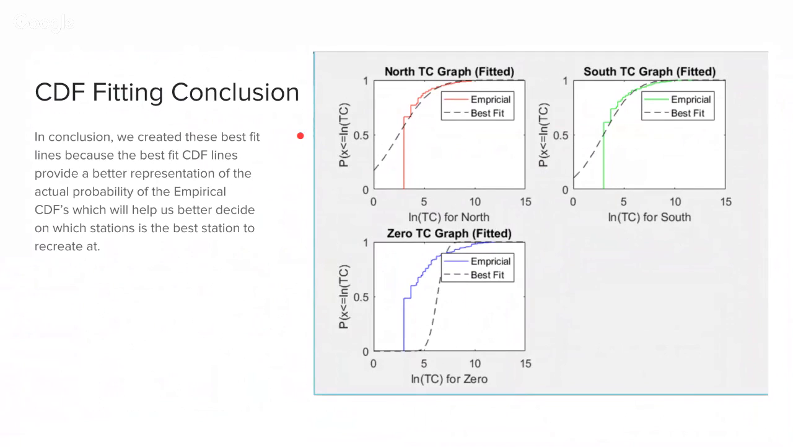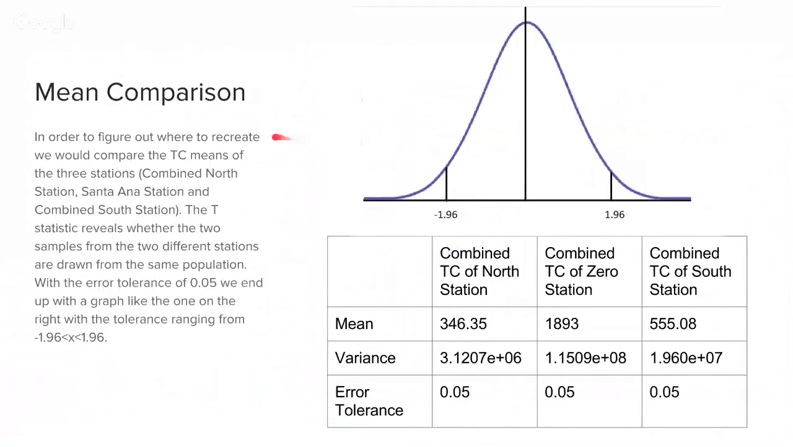Okay, so CDF fitting conclusions. In conclusion, we created the best fit lines because the best fit lines for the CDF provide a better representation of the actual probability of the empirical CDF, which will help us better decide which station is the best station to recreate at. In addition to best fitting the CDFs, we did the mean comparison test. Basically, we used the equations from lecture and then put those equations into MATLAB. Feel free to look at MATLAB to refer to our work.